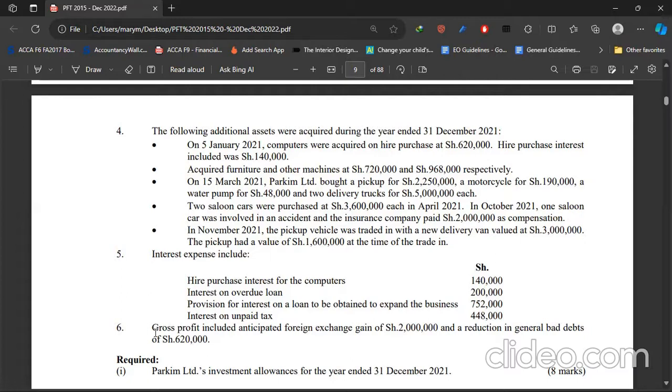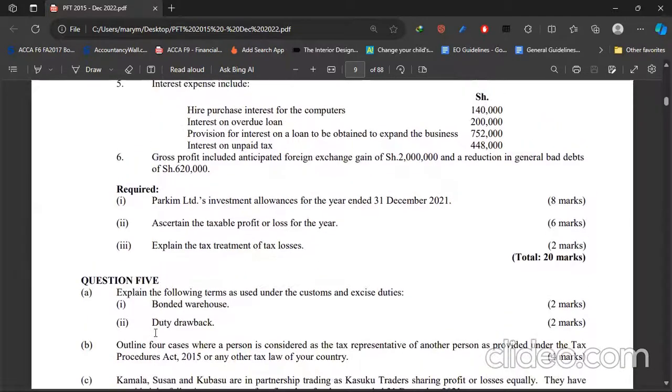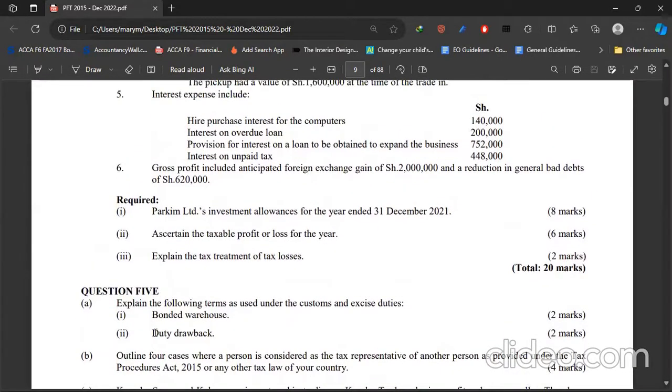5. Interest expense included hire purchase interest for the computers, 140,000, interest on overdue loan, 200,000, provision for interest on a loan to be obtained to expand the business, 752,000. Interest on unpaid tax, 448,000.